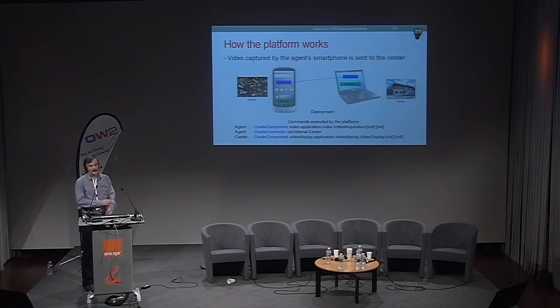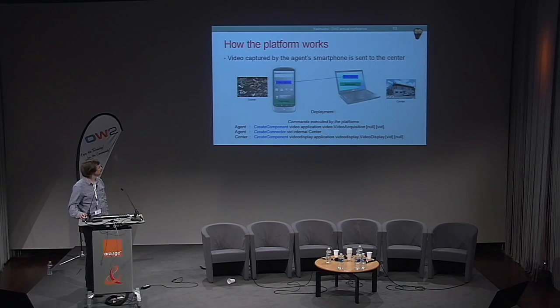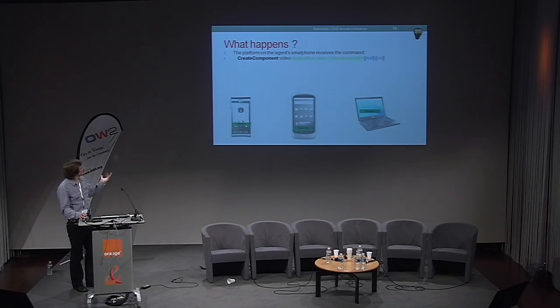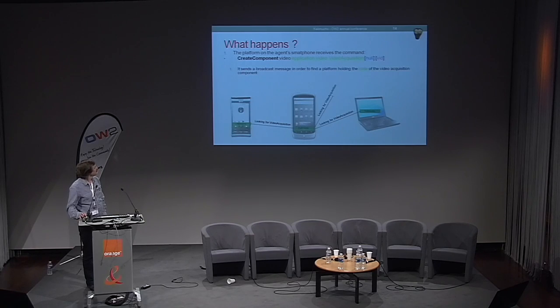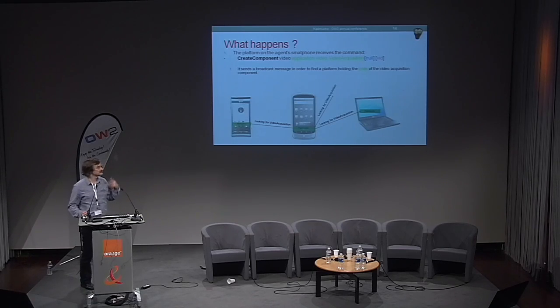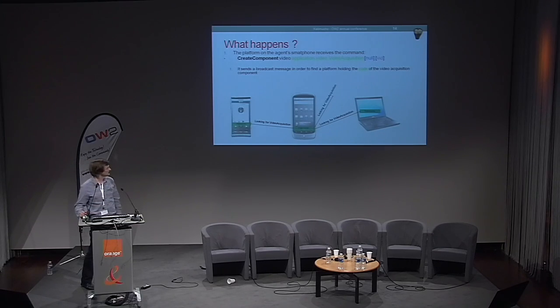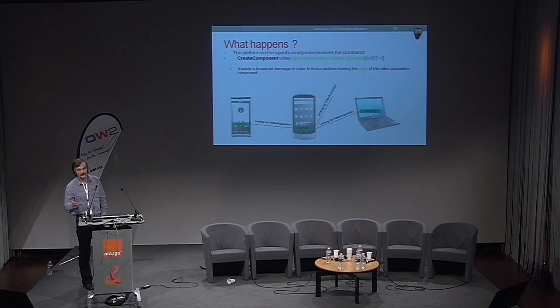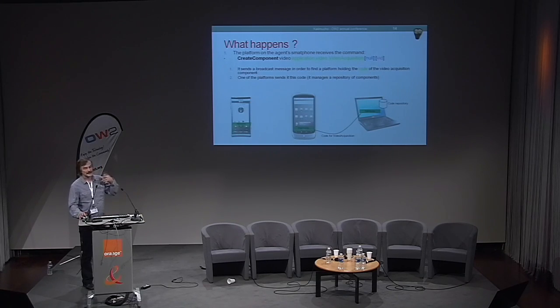Well, how does it work? In more detail, if we take this part of the example, the deployment of two components and a connector, what happens? Well, the platform of the agent smartphone receives this command, with a language for the command. Then it tries to find the code of the component, because the bytecode of the component is not downloaded for the moment in the smartphone. So it sends a broadcast message looking for this code. And one of its neighbors can send the code.